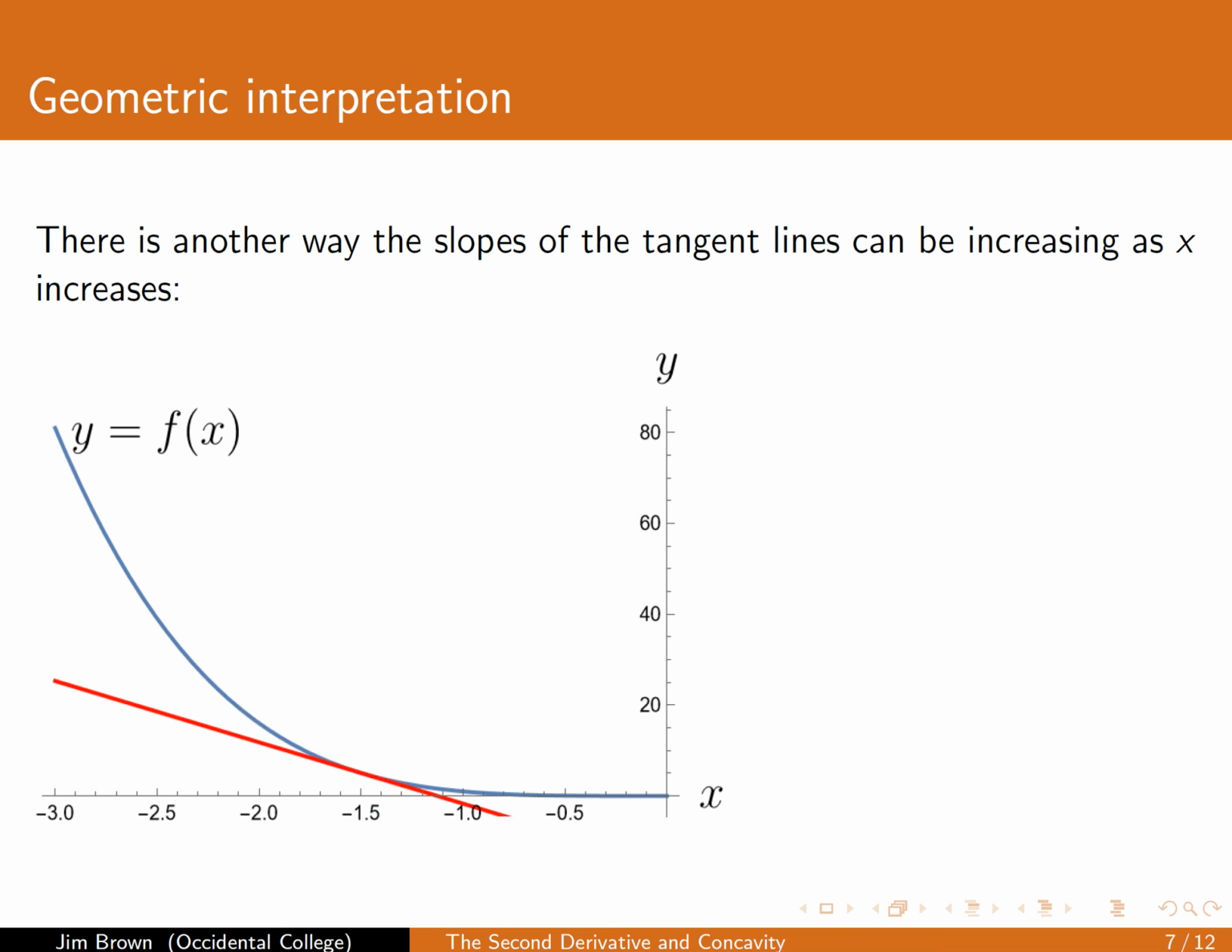There's another way the slopes of the tangent lines could be increasing as x increases. Notice in this case, the function is decreasing, so my derivative at all of these points is negative. However, as I go towards the right, the derivatives are getting less negative as the tangent line is getting closer to being a horizontal line, so it's getting closer to having a slope of 0. So even though the function is decreasing, the slopes of the tangent lines are increasing as x increases. So the second derivative is also positive in this case.